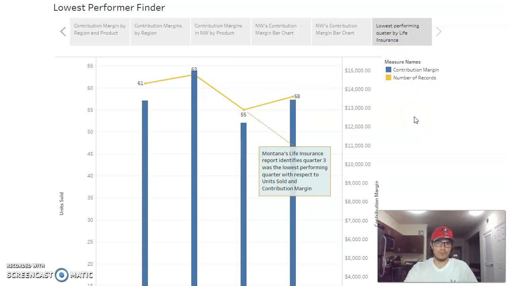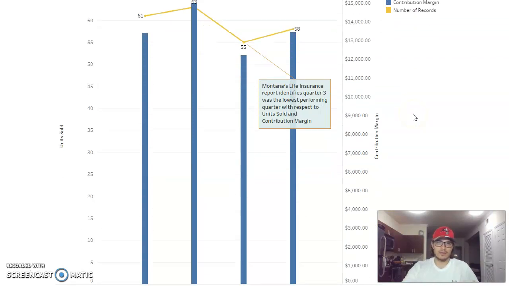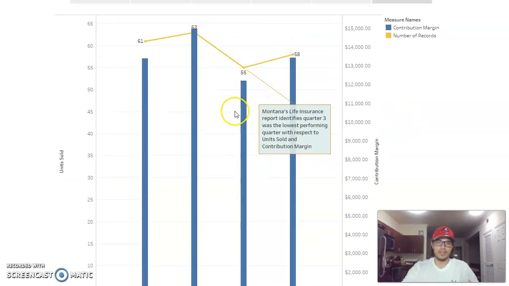To continue, I would like to drill down into what is causing the contribution margin ratio to fall between quarter 2 and quarter 3, and then increase from quarter 3 to quarter 4. What we're looking at is I would consider this a combo chart. You have a column chart here with a line graph, and the columns represent our contribution margin, and then the line graph represents our number of units sold, our number of policies sold within that quarter.